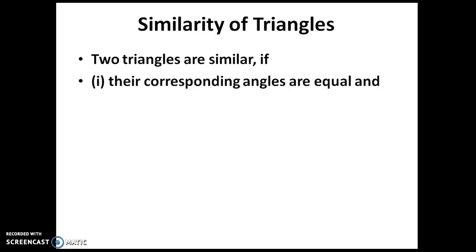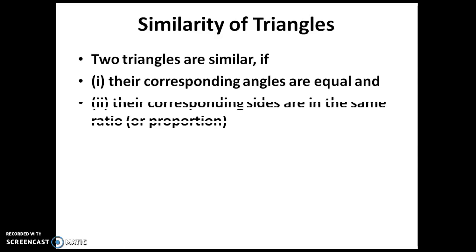So similarity of triangles: two triangles are similar if their corresponding angles are equal and their corresponding sides are in the same ratio or proportion. So for two triangles to be similar, we should see two conditions. One is corresponding angles should be equal. The second point is their corresponding sides are in the same ratio. These two conditions should be satisfied, then only we can say two triangles are similar.